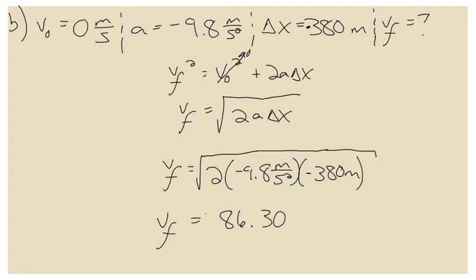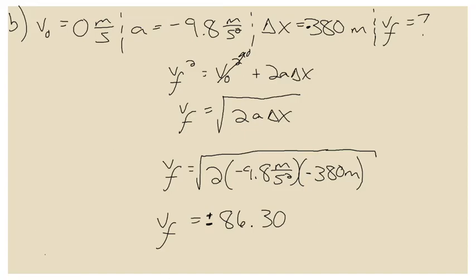You have to remember here that when you take a square root, your answer is plus or minus 86.30. And so now you have to evaluate which answer makes sense. And the answer that makes sense here is negative, right? Think about it. This object is being accelerated down, and it's falling down 380 meters. And if you put that the answer is, after falling down 380 meters, the object is going up with a velocity of almost 90 meters per second, that's insanely wrong.